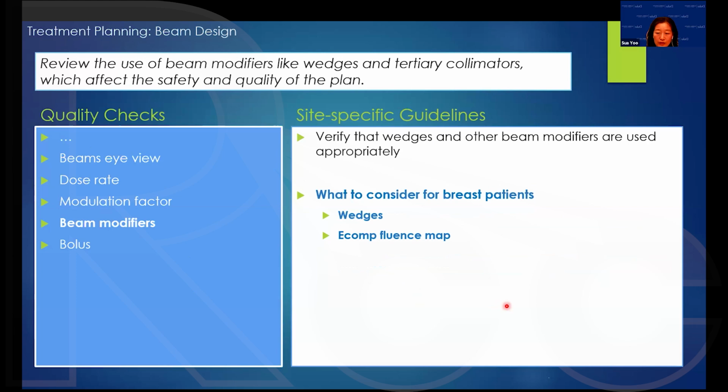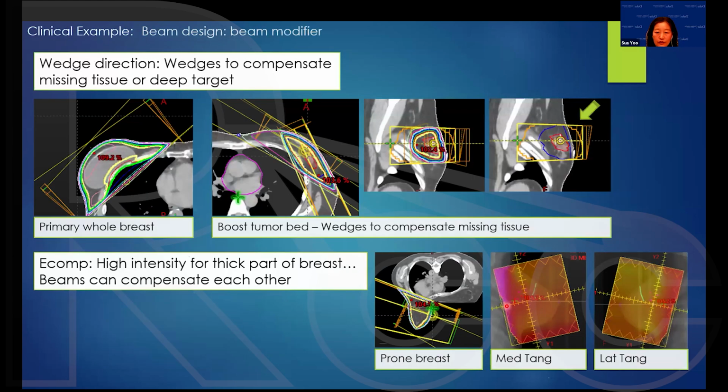Beam modifiers are wedges and the electronic fluence map. When we review the plan, always confirm where the wedge direction goes. The wedge should compensate for missing tissue: thick part, thin part, thick part, thin part. That makes sense, correct. This is partial breast, and this is the correct wedge direction. For this one, we have to look at the sagittal and coronal views. It's angled this way and missing tissue is compensated, so it is correct.